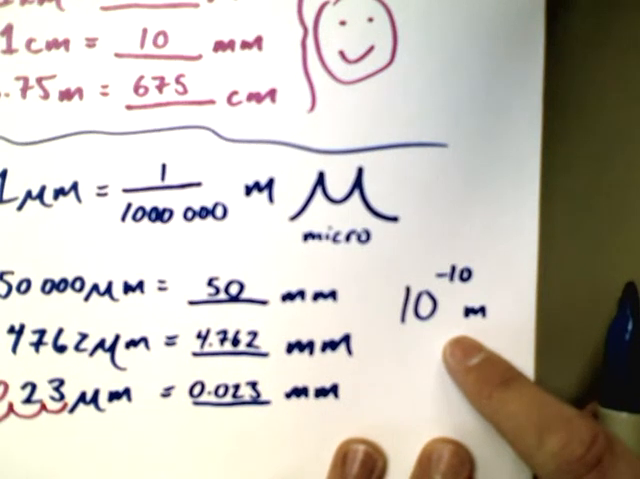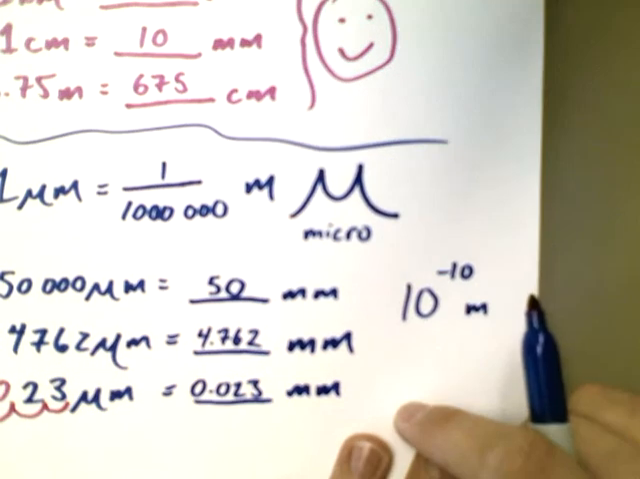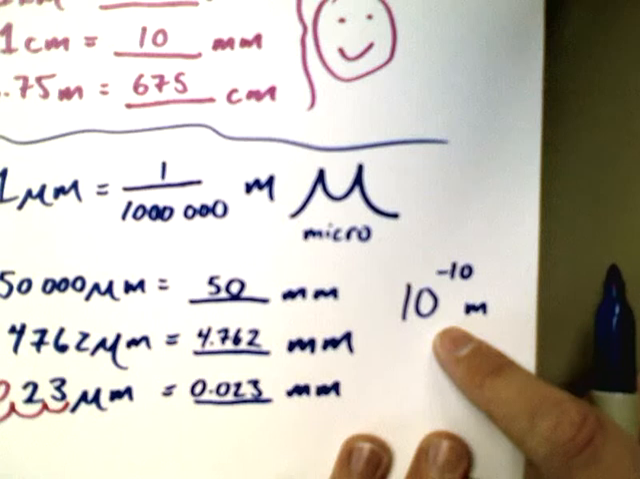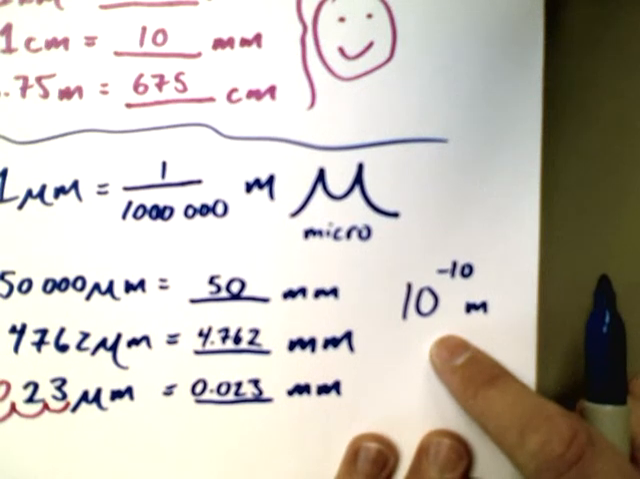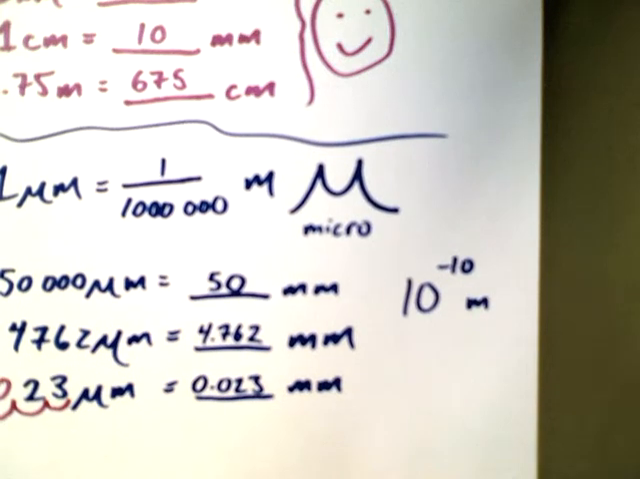It's not a seventh. Pardon me? It's a lot, yeah. It would be, no. It would be 1/10,000th of a micrometer. Yeah, so this would be 1/10 billionth of a meter.